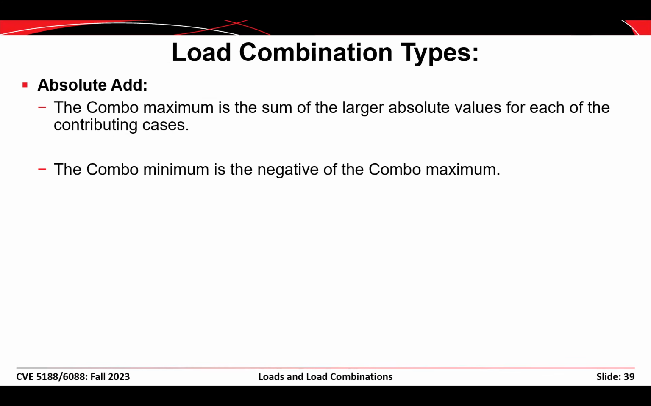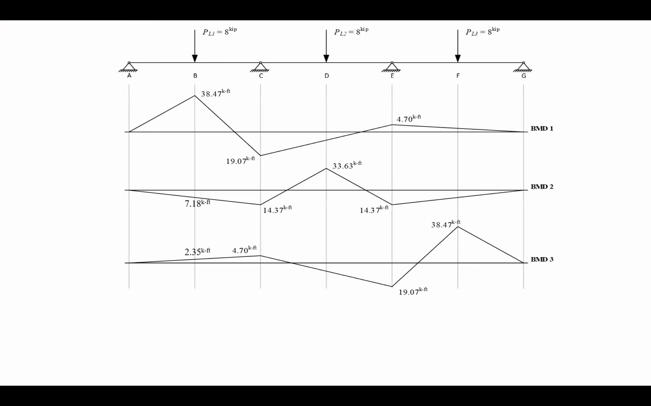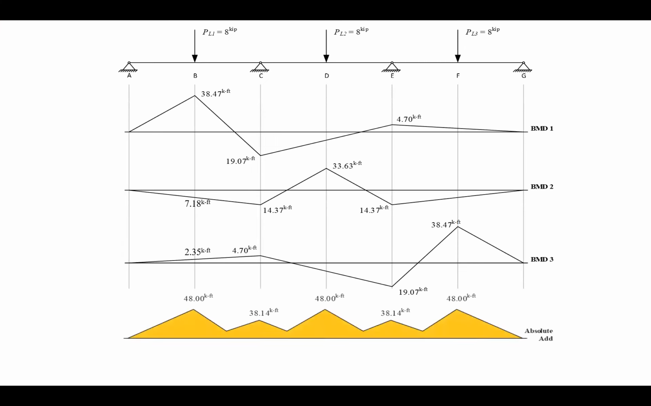All right. Then, what are we at? The fourth combination type is an absolute add. And what this does is it takes the absolute value of an output, absolute value of moment or axial force or shear force, and it combines those. So if we look at the three bending moment diagrams that we have here, then basically it's going to give us the result that's shown there at the bottom in yellow.